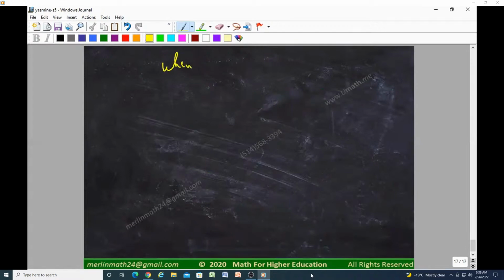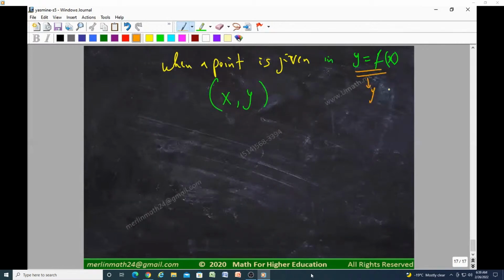When a point is given, there's a trick. When a point is given in y equals f of x, what is the look of the point? It's x comma y. Do you agree? What does that mean? It means y equals f of x means the look y bracket x. So it means the point is designed so that this comes here, that comes there. Do you agree? This is a fact.